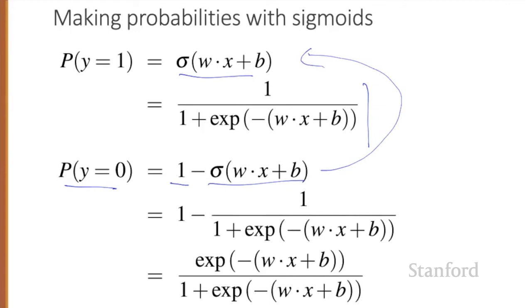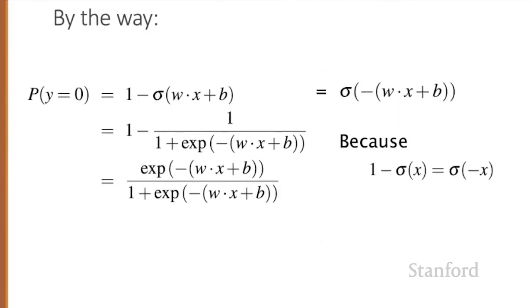We can do a little arithmetic here, plugging in 1 over 1 plus exp of minus z. By the way, the sigmoid function has a useful property that 1 minus sigma of x is the same as sigma of minus x. So the probability of p of y equals 0, which we refer to as 1 minus sigma of wx plus b, we could also refer to as sigma of minus (wx plus b). We'll sometimes see it in that form.